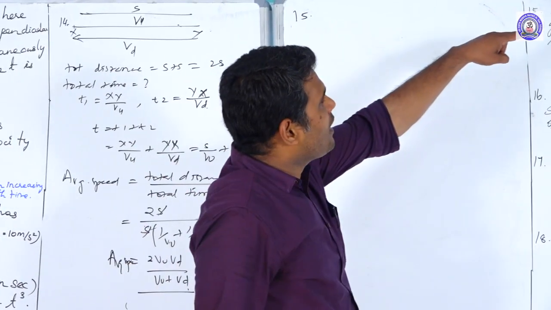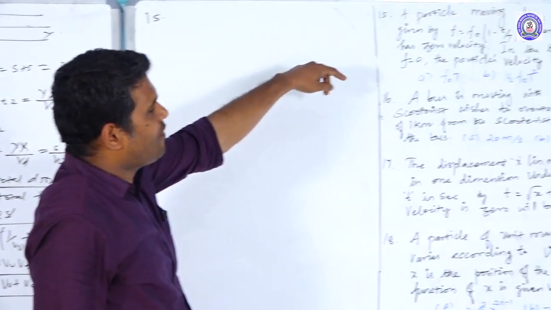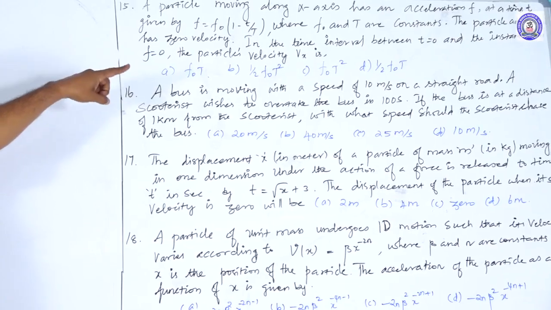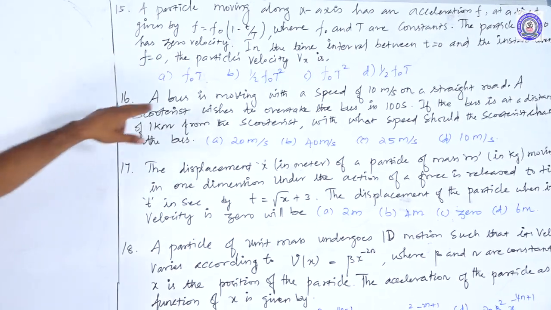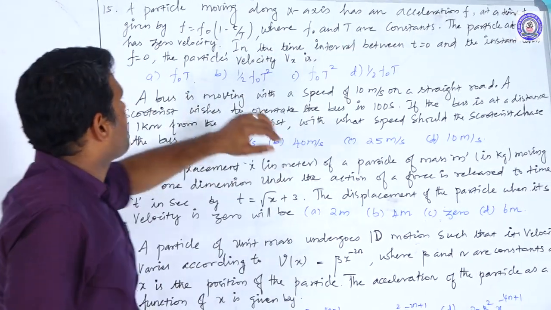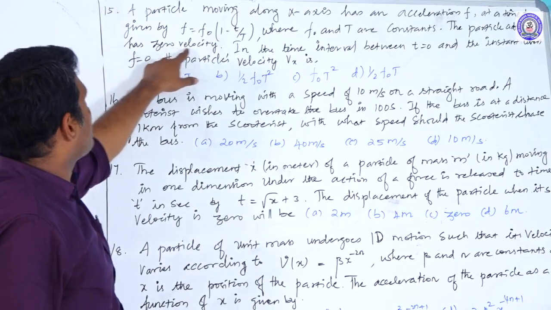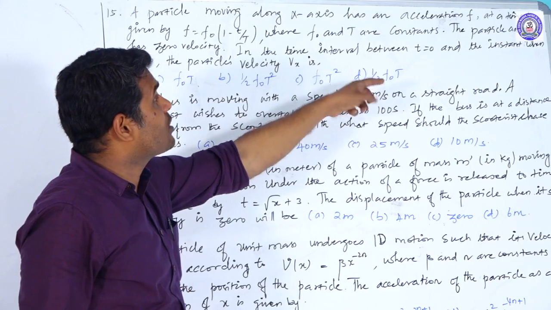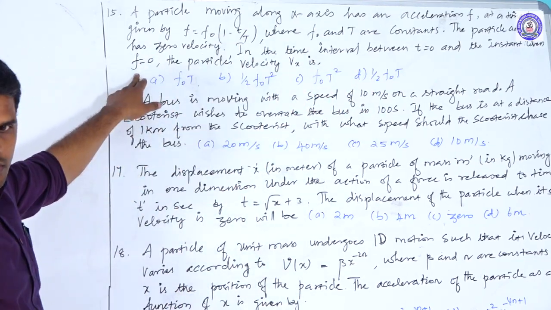A particle moving along the x-axis has an acceleration f at a time t given by f equals f naught into 1 minus t by capital T, where f naught and T are constants. The particle at t equals 0 has 0 velocity. In the time interval between t equals 0 and the instant when f equals 0.